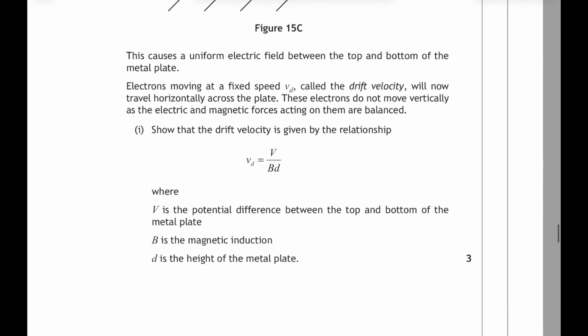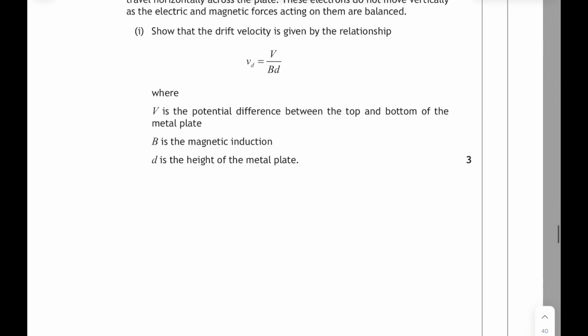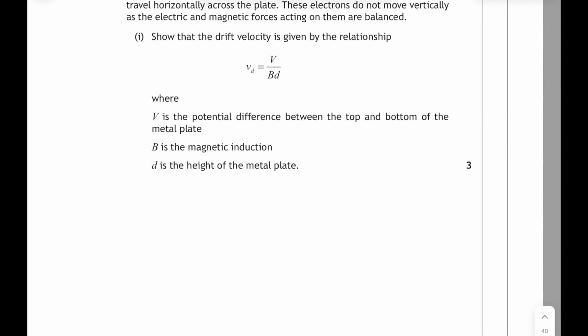And in part 1, we have to show that the drift velocity is given by the relationship Vd is equal to big V, that's the voltage, divided by BD, where V is the potential difference between the top and bottom of the plate, B is the magnetic induction, and D is the height of the metal plate.